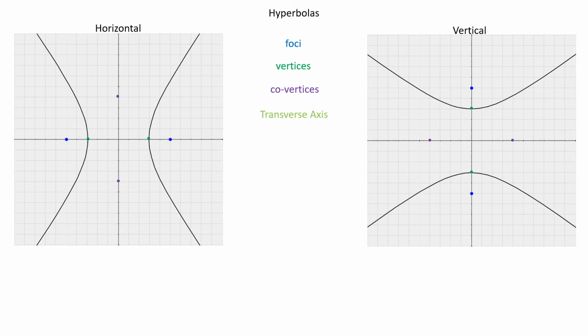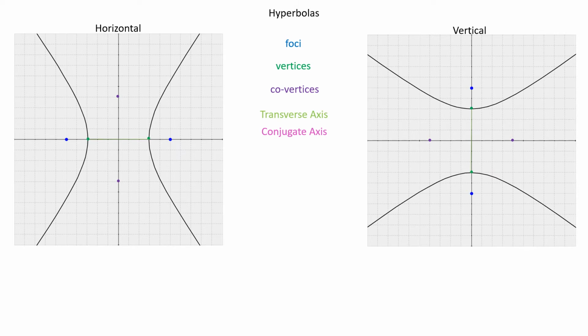We have a transverse axis. That in an ellipse would be the major axis. It's the one that goes in between the two vertices. In an ellipse, the major axis was the longer of the two. That is not necessarily the case in a hyperbola. It could be much shorter, but it's the one that connects the two vertices.